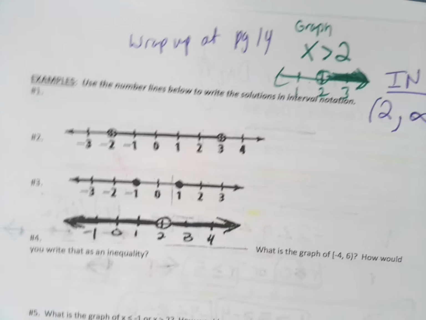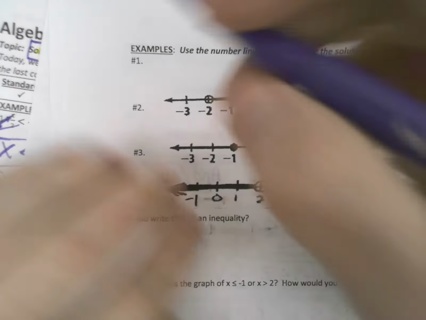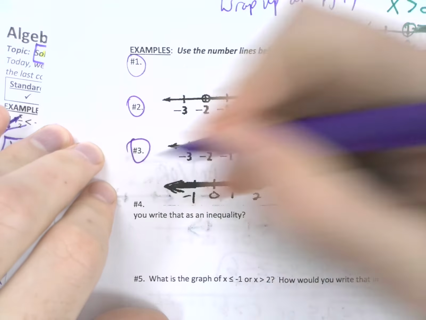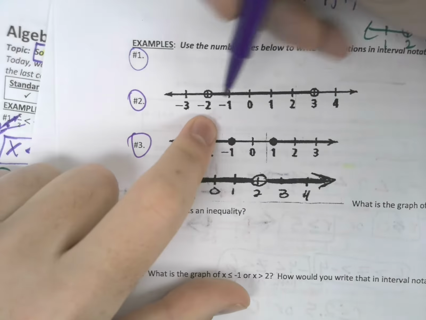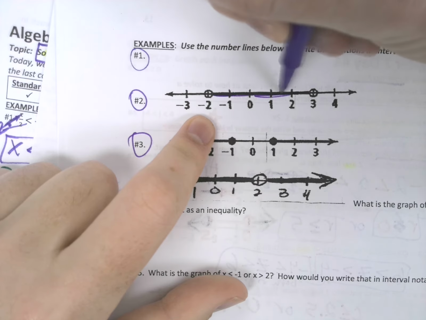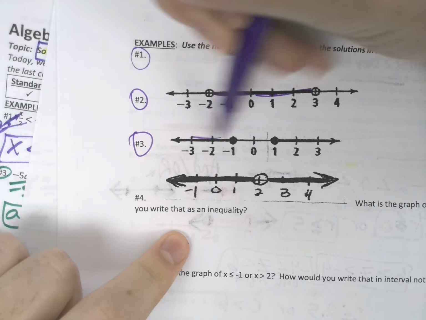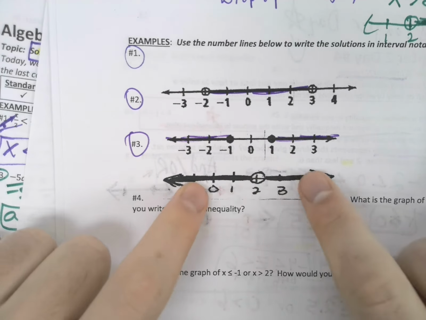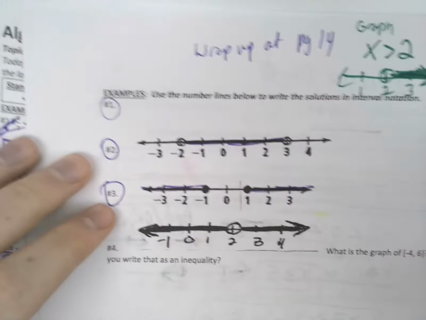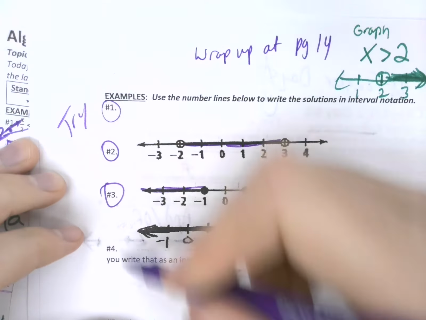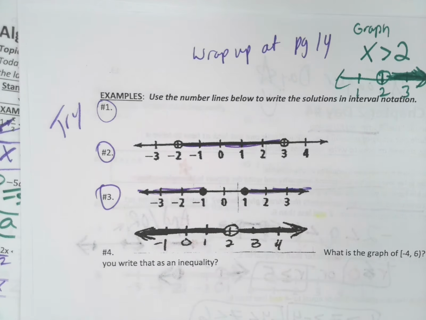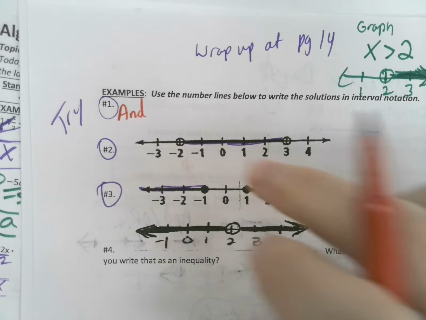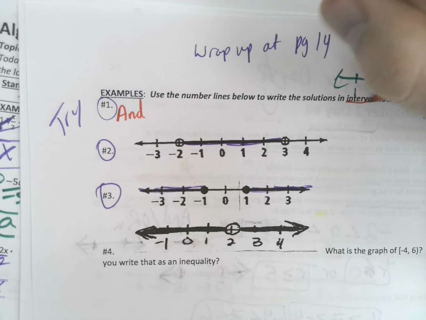Okay. Now, I'm going to give you guys a chance to try 1, 2, and 3. By the way, the shading is right here for this one, if you can't tell. The shading is right here and here for this one, if you can't tell. And then the shading's almost everywhere for this one. So I want you guys to try these 3 for me. And let's see what you end up with. We're going to be writing the interval notations for these.